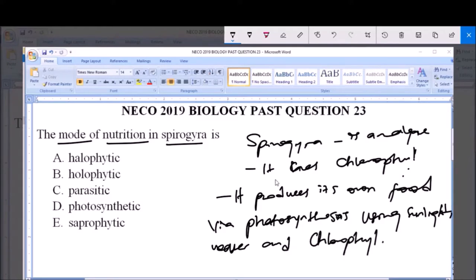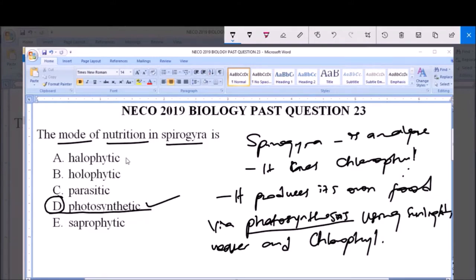So Spirogyra, although it's an algae, acts like a green plant. You know, green plants manufacture their food via photosynthesis. Also, Spirogyra manufactures its own food via photosynthesis, because it contains chlorophyll and it uses this chlorophyll, water, and sunlight to manufacture its own food. So the mode of nutrition in Spirogyra is photosynthetic. That is, Spirogyra are autotrophic; they can produce their own food via photosynthesis.